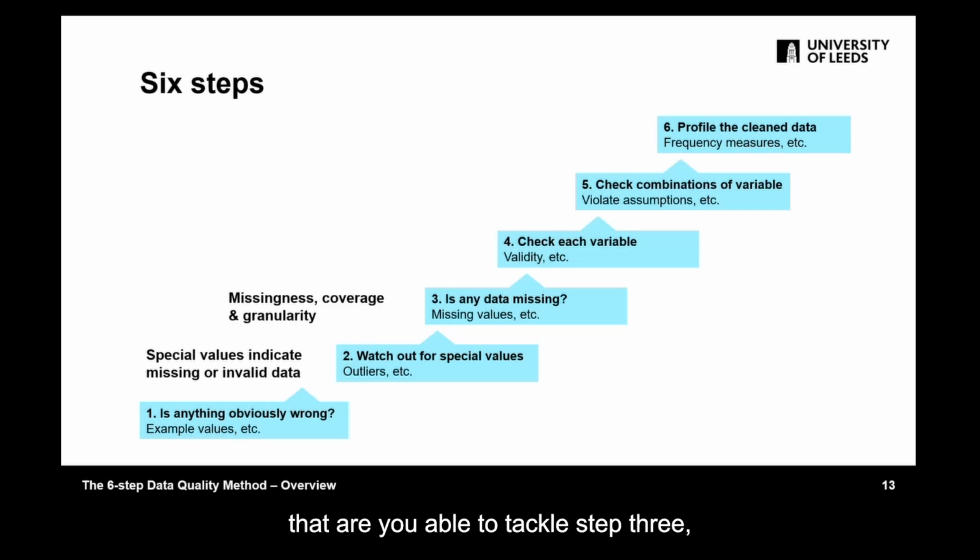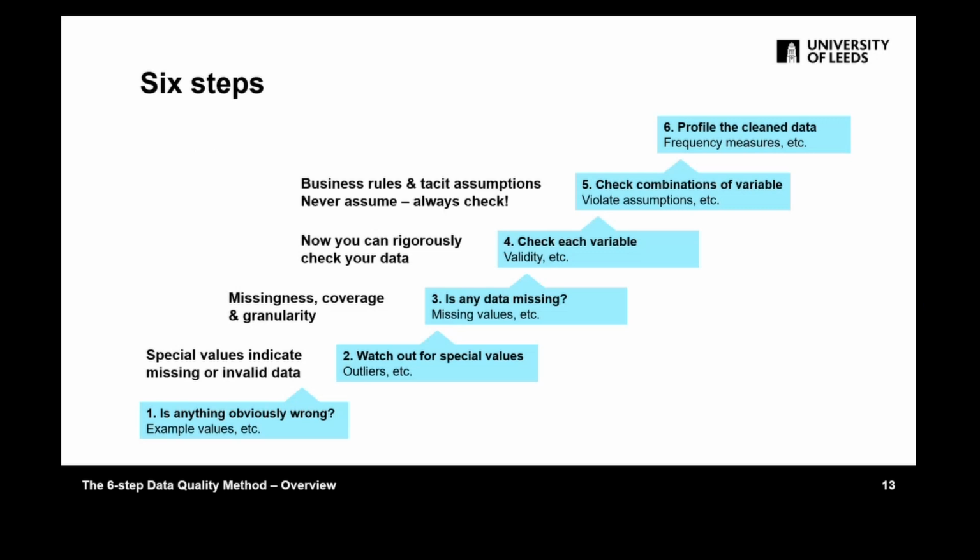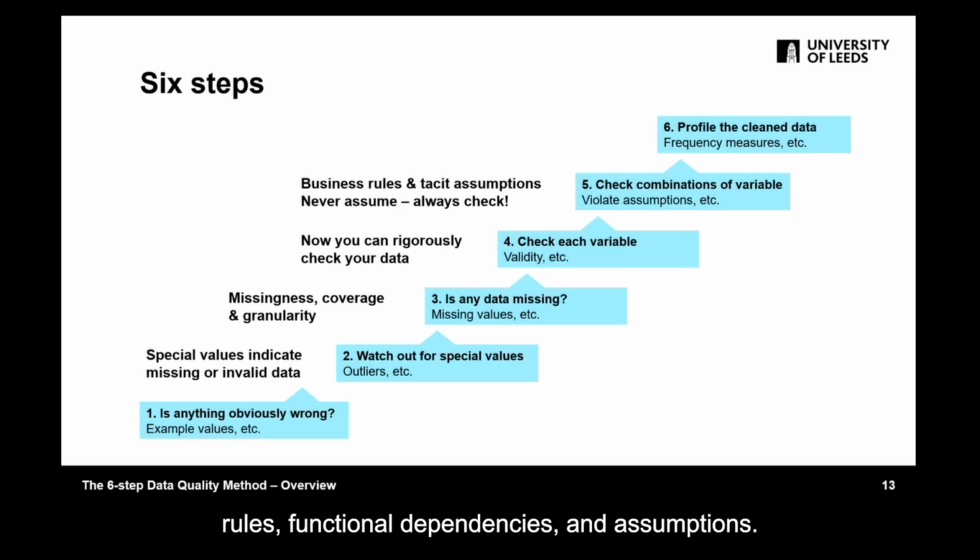Only when you have done that are you able to tackle step 3, which is to find out whether any data is missing, and that also includes coverage and granularity. Assuming all is well, you then move on to the next two steps, which are the biggest. In step 4, you check each individual variable. And in step 5, you check combinations of variables for business rules, functional dependencies, and assumptions. And a key lesson here is never assume, always check.